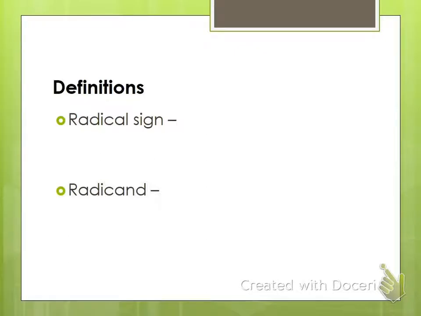Definitions. The radical sign definition isn't so much a definition as it is just a symbol. That is what a radical sign looks like. Also called a root. In this class and in Algebra 1, I believe, we generally just deal with square roots. When you get to Algebra 2 next year, you will deal with other types of roots, such as cube roots, fourth roots, fifth roots.